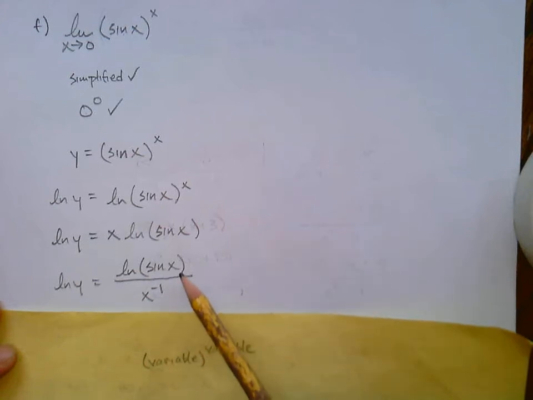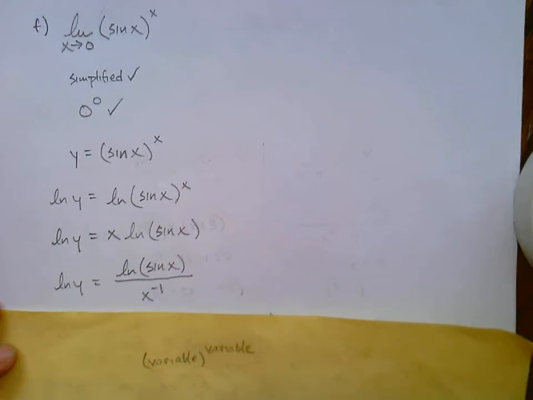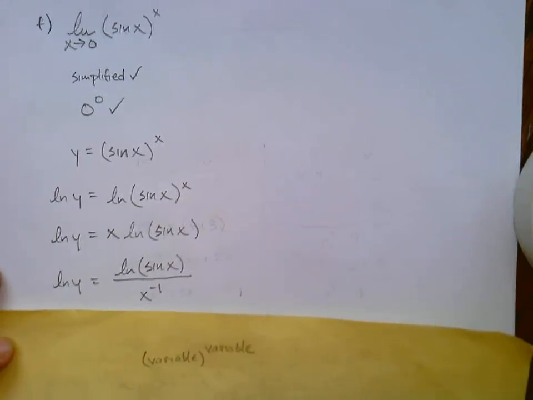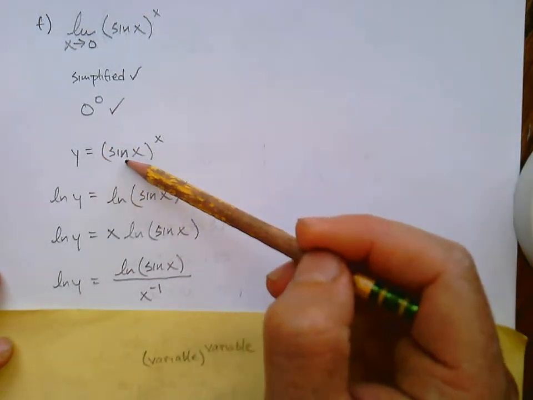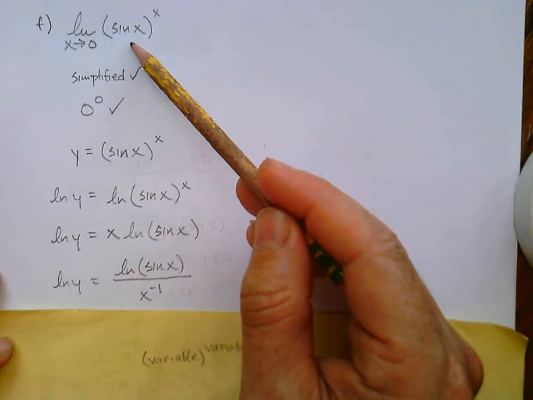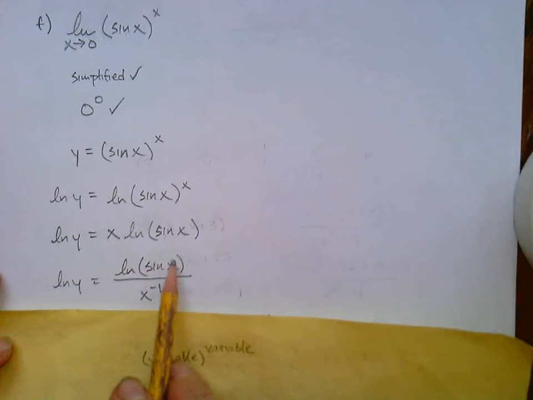We've got the natural log of sine x over x to the negative 1. Okay. And this is definitely the way we want to think of it. Just move that x underneath, like so. Now, one thing to keep in mind, we are trying to take the limit of y as x approaches 0. This is the natural log of y. So this really isn't the question, right? We've changed it. We took a natural log.